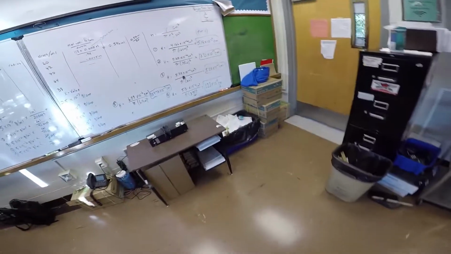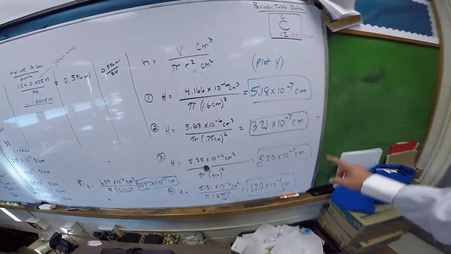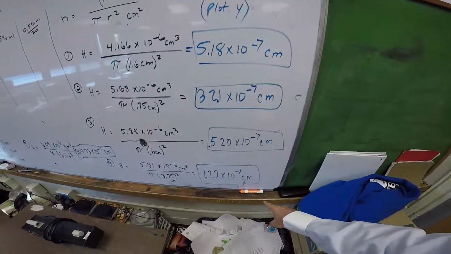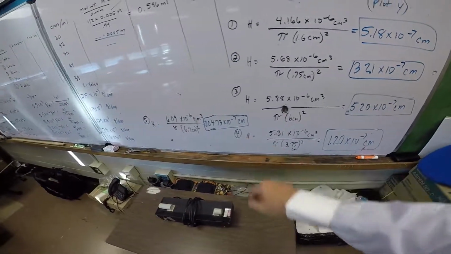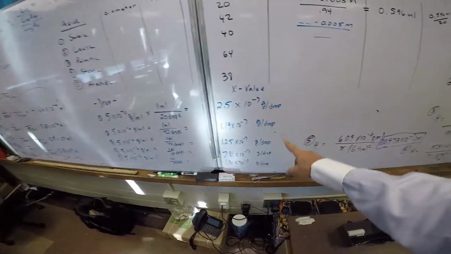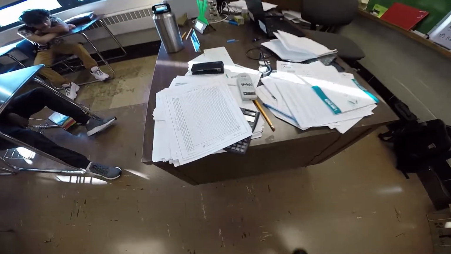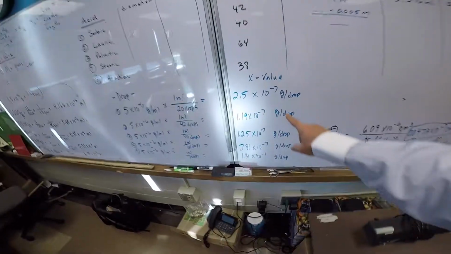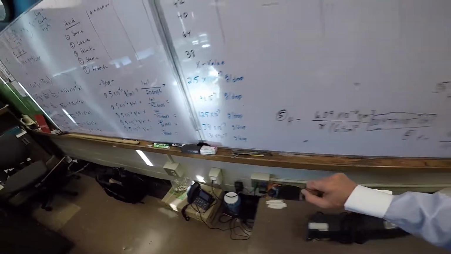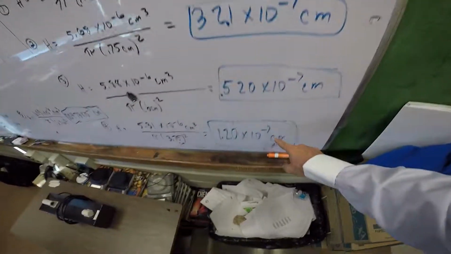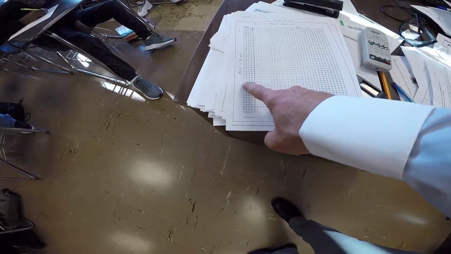All right, so we're going to plot on a graph the y for the height, and we're going to plot the x grams per drop on the graph. So this is what the graph looks like. Now what we did, we converted the units so they're all 10 to the negative 7. So the unit here is going to be grams per drop, 10 to the negative 7, 10 to the negative 7 centimeters.